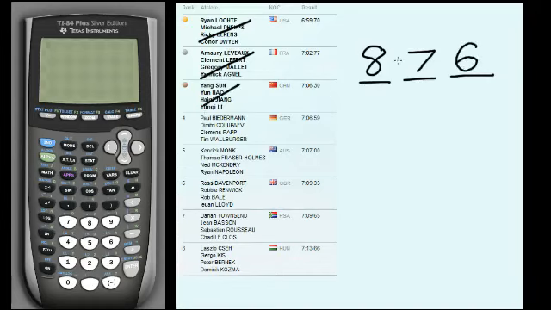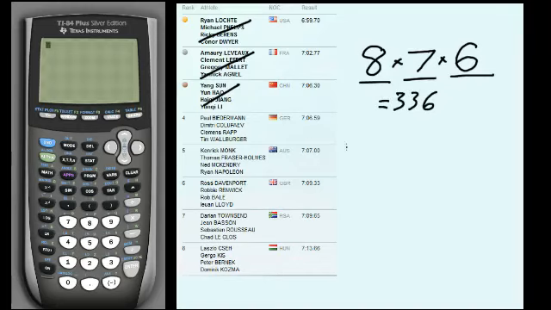So the way we compute this, the total number of ways in which 3 teams could have come in the first 3 places out of 8 teams is just 8 times 7 times 6. And that equals 336 different ways. So there were 336 different ways that the medal stand could have looked after this race.